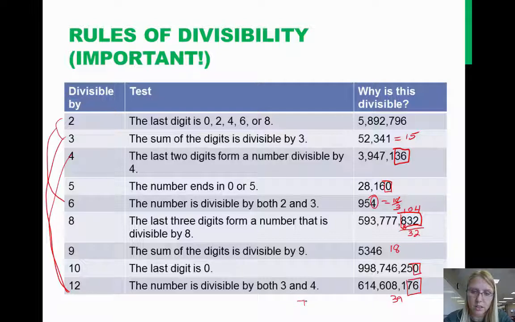So does 76, is that divisible by 4? Well, 4 goes into 7 one time. 4 times 1 is 4. So we have 36, and does 4 go into 36? Yes, that's 9 times. So we know that it is also divisible by 4. So yes, this whole entire number is divisible by 12.